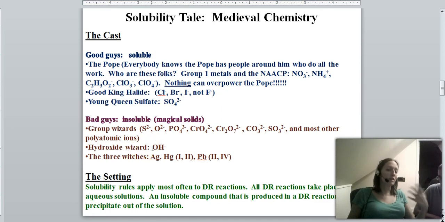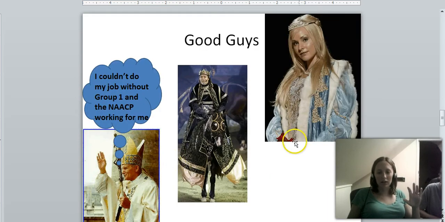But in general, things that are hydroxides will not dissolve unless they're overpowered by the Pope, the King, or the Queen. And then the three witches, the names of the witches are Ag, Hag, and Pib. Are also evil, and so if they are present, in general, you've got something insoluble, but they have a weakness. Well, no, who has a weakness? Ag has a weakness as well, so we'll get to them.